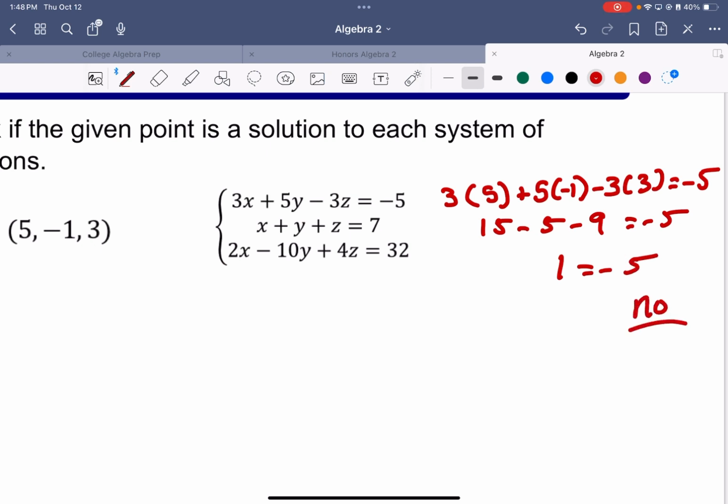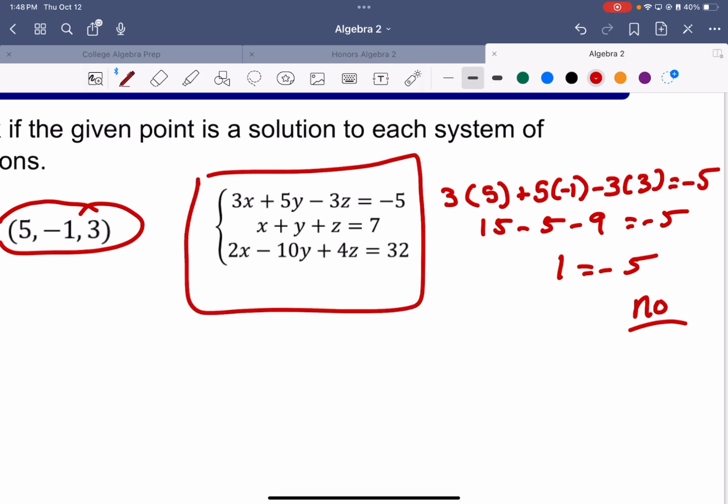No, it doesn't. And did I mess it up somewhere? I don't think I messed it up, did I? No, I didn't mess it up anywhere. 3 times 5 is 15. 5 times negative 1. No, I didn't mess it up. So this is not a solution to this system of inequalities.